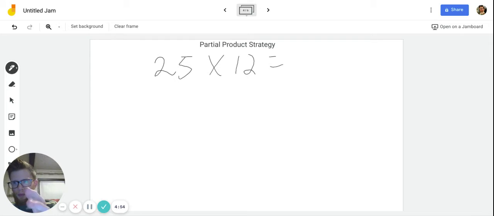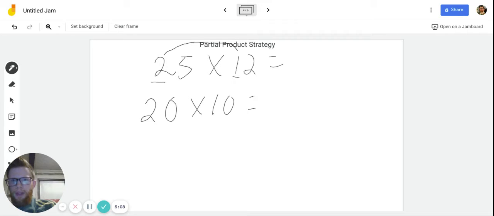The first, I always like to start with the first number, so 25. I know in 25 I have 2 10s, and I'm going to multiply that by 10. Okay, and that gives me 200. Then I take my 5 ones, and actually before I do that, I caught myself. Now I need to take my 2 tens and multiply by the 2 ones. So 20 times 2, and that just gives me 40.